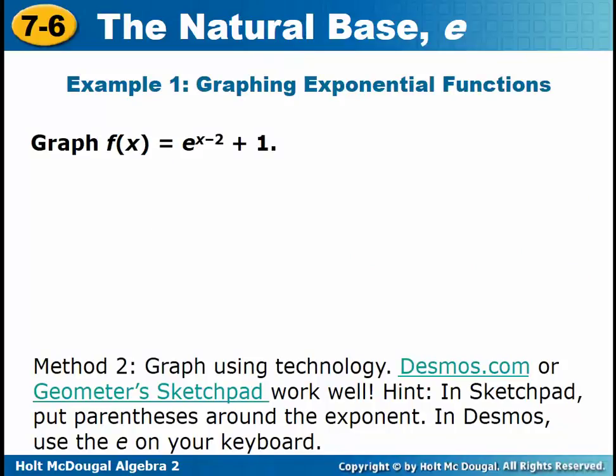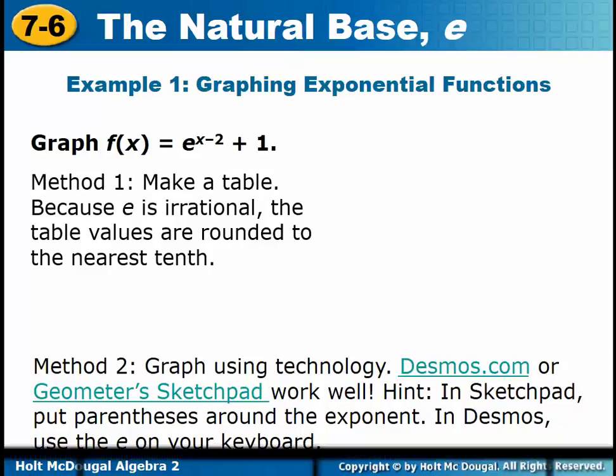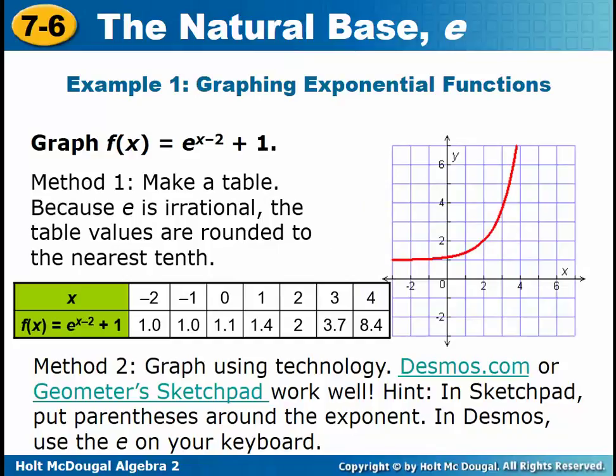All right, let's look at graphing exponential functions where you have e as a base. And again, this is not going to be any different than if the base was some number other than e. So one method is to make a table. We will have to round because e is irrational, and you'll have to use a calculator to find these values. Here's the values that were calculated for the different values of x. And then you would plot your points and connect them, and you'd get that smooth looking curve.